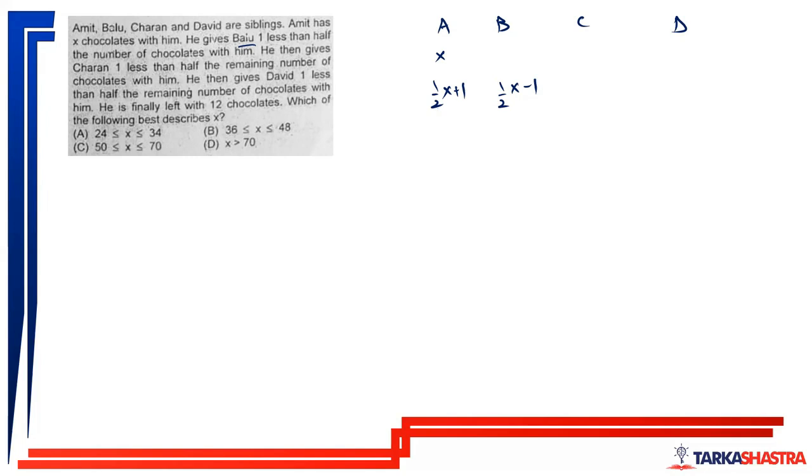Then he gives Charan one less than half the remaining number of chocolates with him. So how much does he give Charan? We take half of the remaining chocolates and he gives one less, so how much will he have left? One extra will be left. And then he gives David one less than half the remaining number of chocolates.